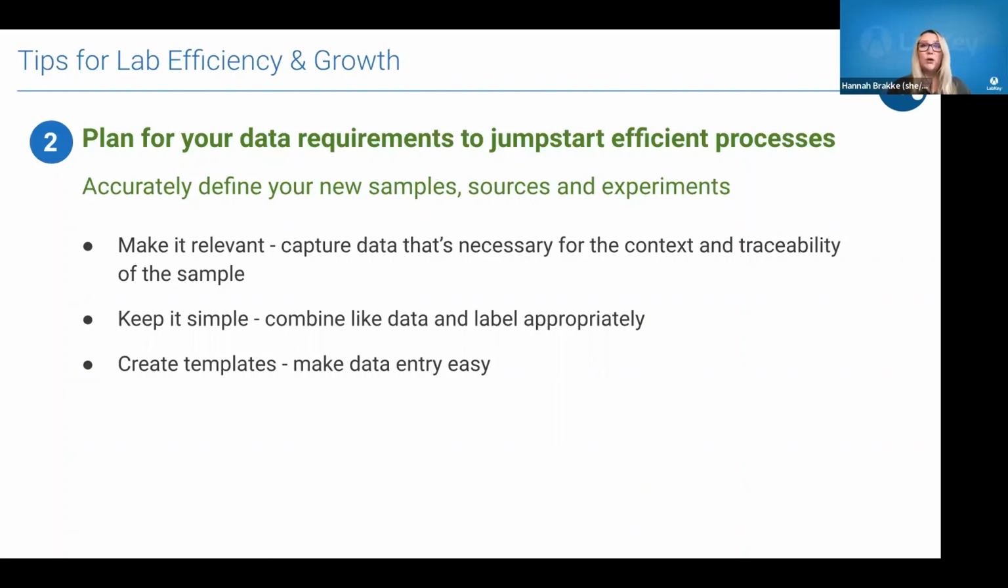And then, of course, creating those templates. So in order to make things efficient in the lab, you can create templates either electronically or on paper that make that data entry really easy. You always want your scientists to focus on the science and not necessarily the logistics of how to capture data around what they're doing. So making that as straightforward and simple as possible is going to be important.